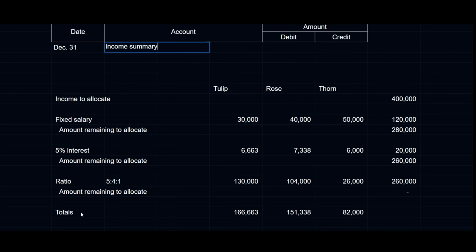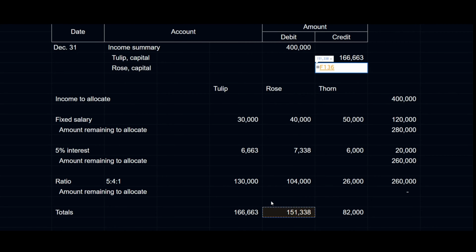A debit to income summary for $400,000. Then we'll credit the capital accounts. Tulip capital for $166,663. Rose capital for $151,338. And finally, Thorn capital for $82,000.